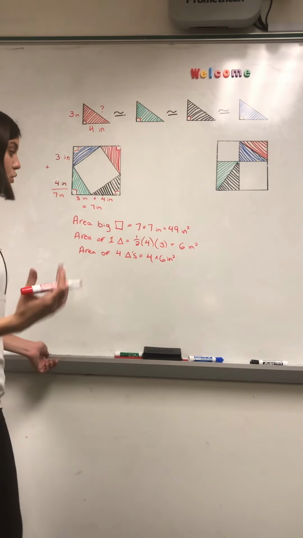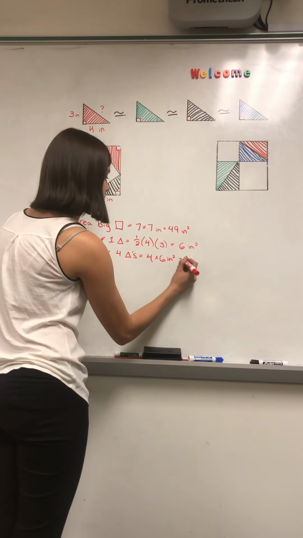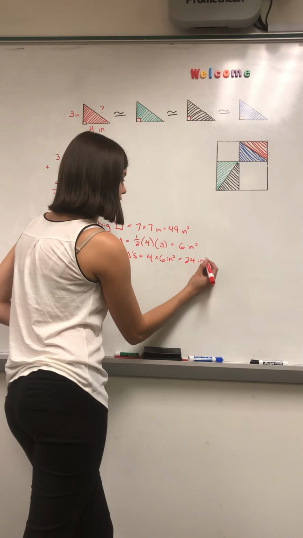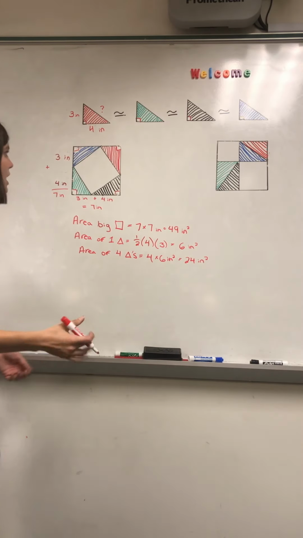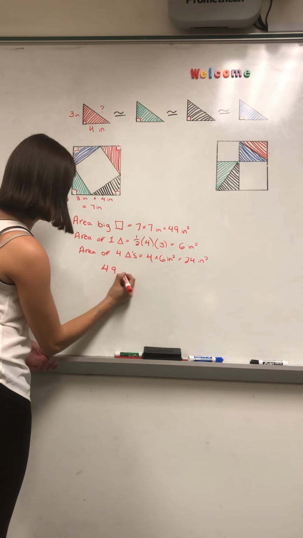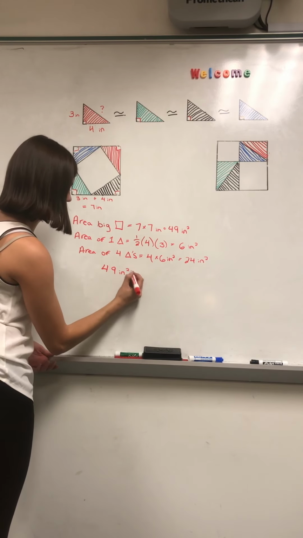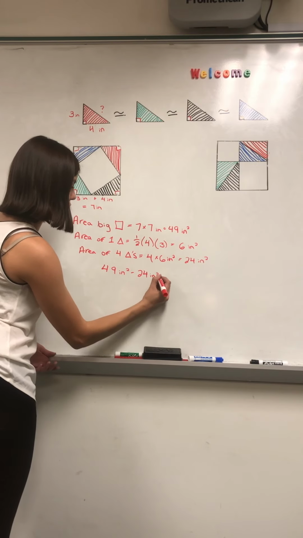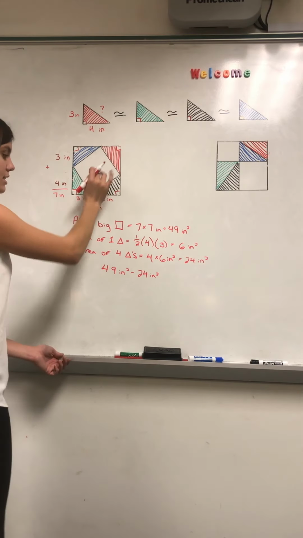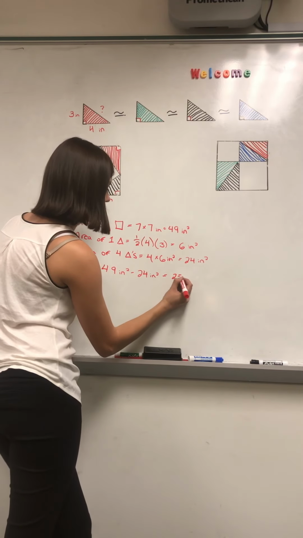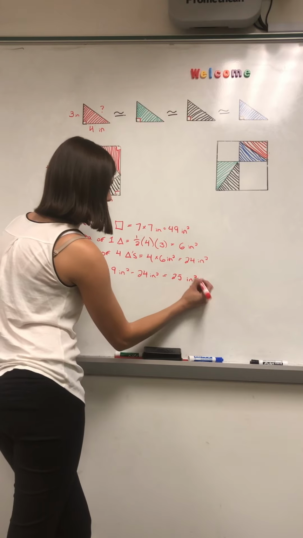Again, like we discussed before, because they're all the same, we can do this. And that's going to give us 24 inches squared. Now we have our area of the large square minus our area of all those triangles, and that's going to leave us with this blank space here, which is going to be 25 inches squared.